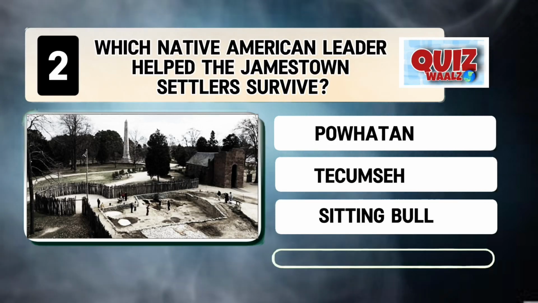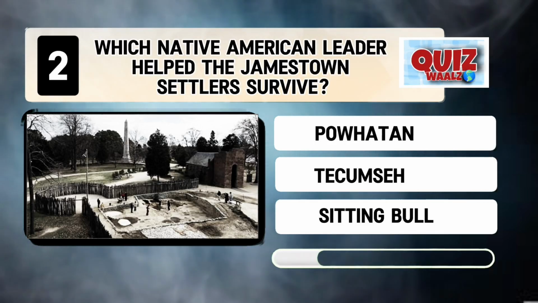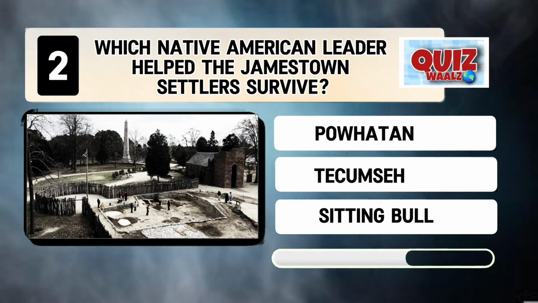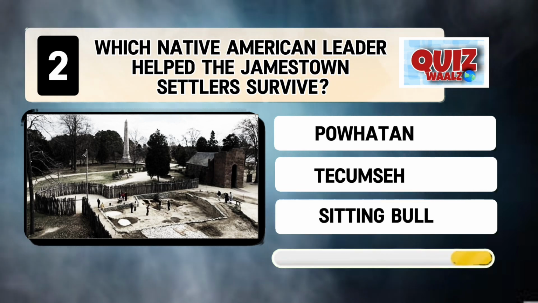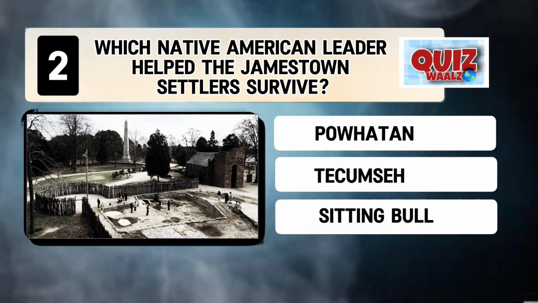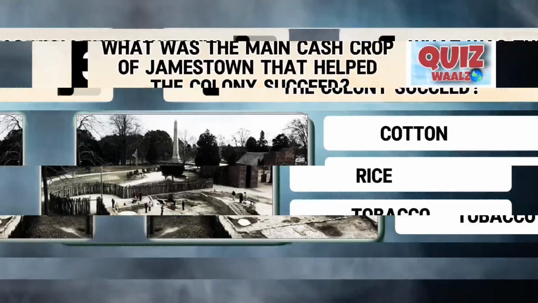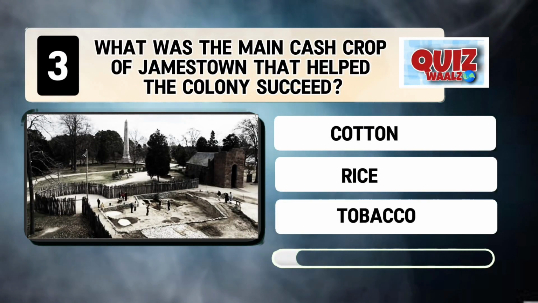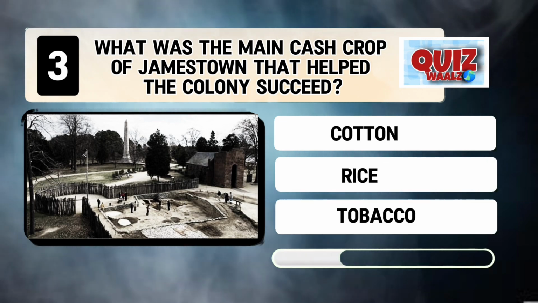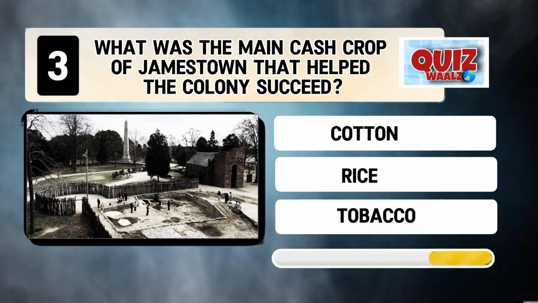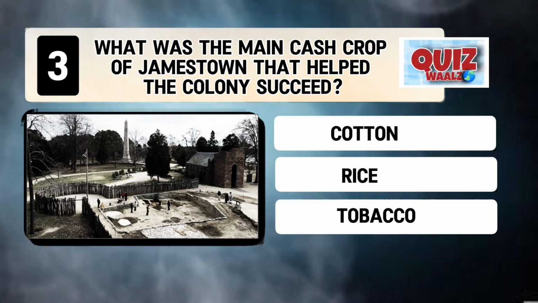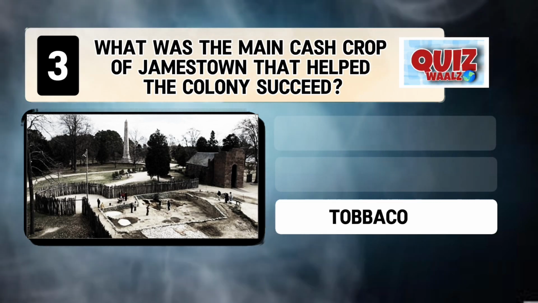Question 2. Which Native American leader helped the Jamestown settlers survive? A. Powhatan, B. Tecumseh, or C. Sitting Bull. The answer is Powhatan. Question 3. What was the main cash crop of Jamestown that helped the colony succeed? A. Cotton, B. Rice, or C. Tobacco. You're right, the answer is tobacco.